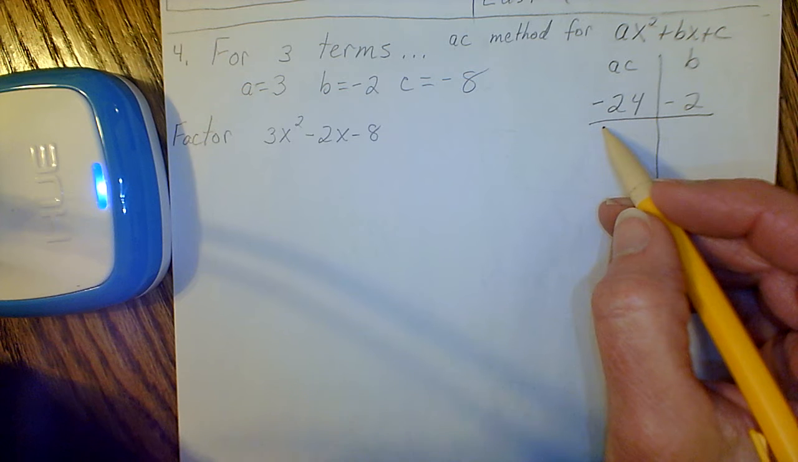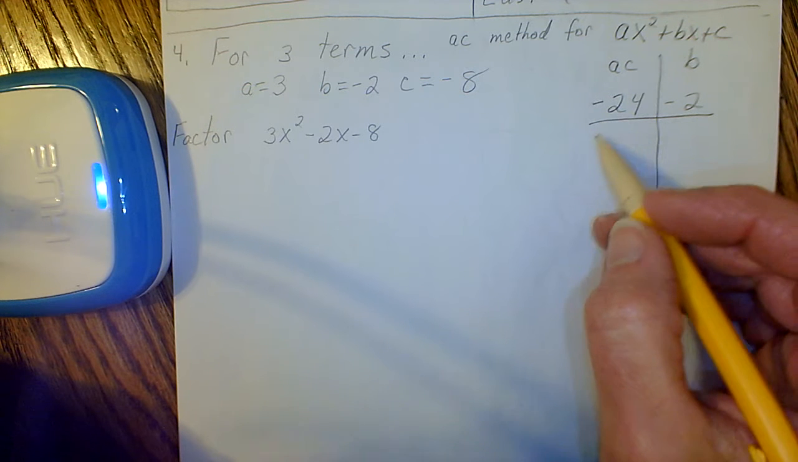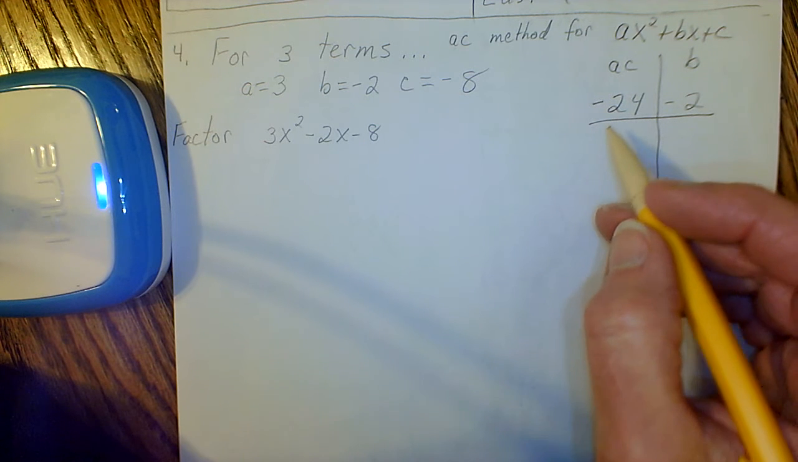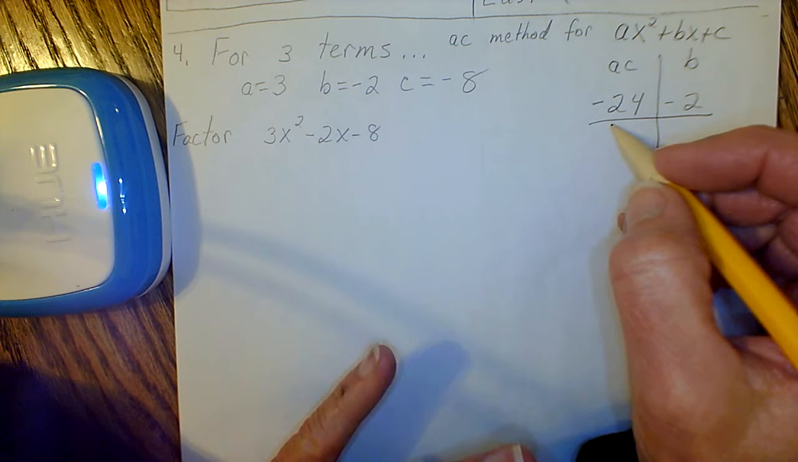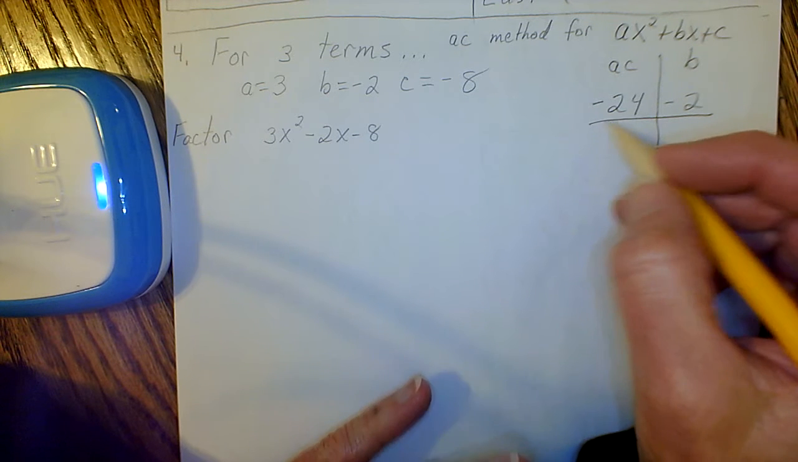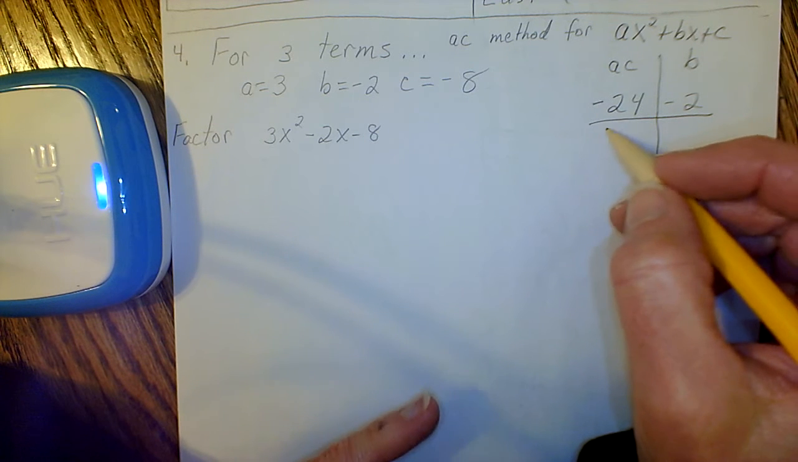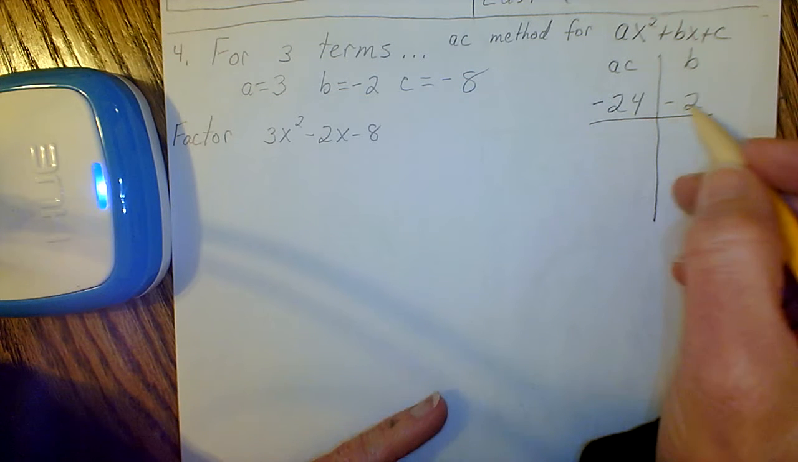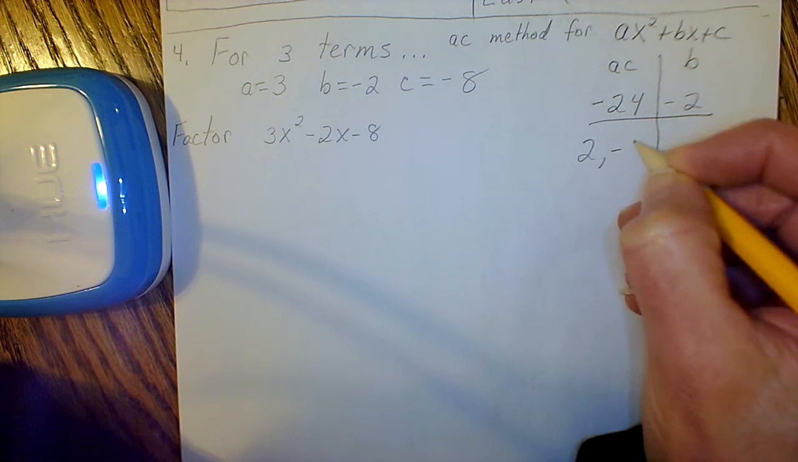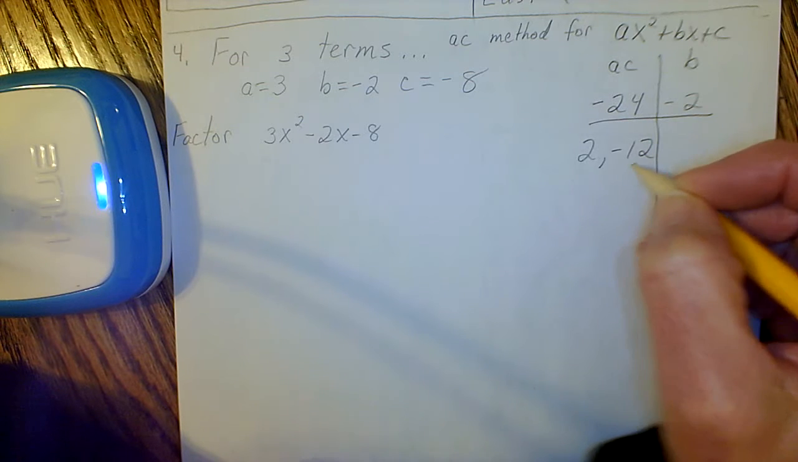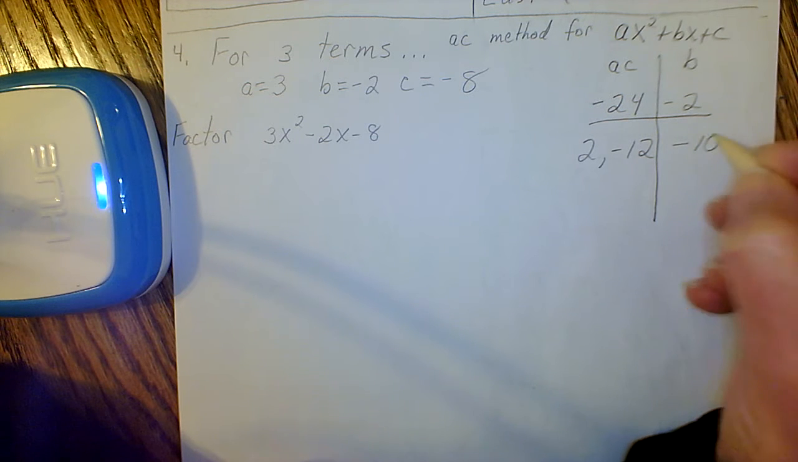So now we can go through and try and figure out what might work. Maybe you can come up with the answer right away. If not, here's a systematic way to get there. You could start with 1. That rarely works. We can see that 1 plus -24 is not going to give us the -2. We'll go right to 2. 2 times -12. That would give us -24. When we add them, we get -10.